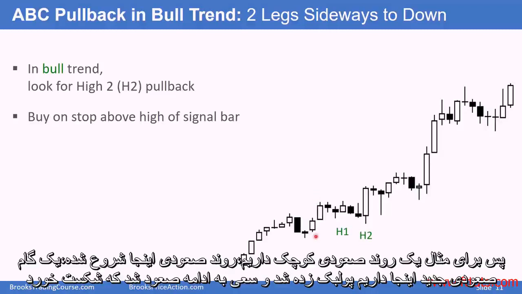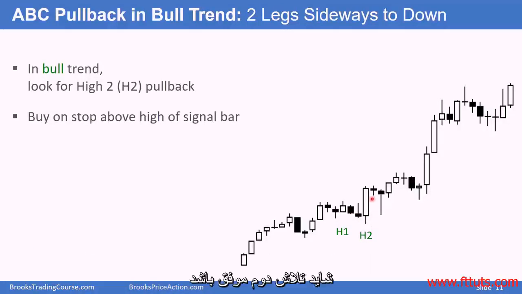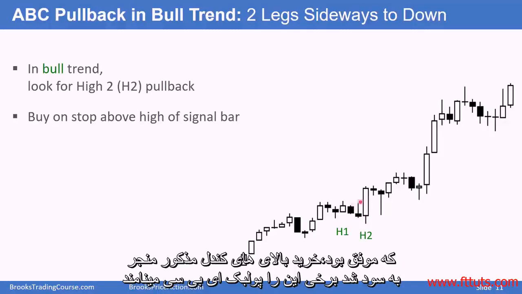So for example, we have a little bull trend. The bull trend started here. We have a new bull leg here. We pulled back. We tried to resume up. It failed. Maybe a second attempt will be successful. This is a high 1 buy setup. Did not work. And this bar is a high 2 buy setup. And it did work. Buying above its high led to a profitable trade.